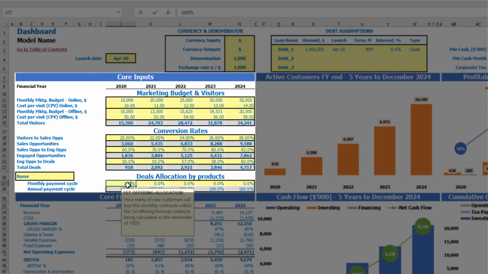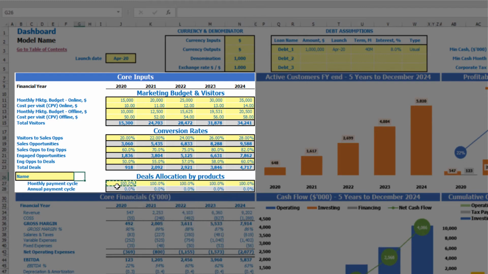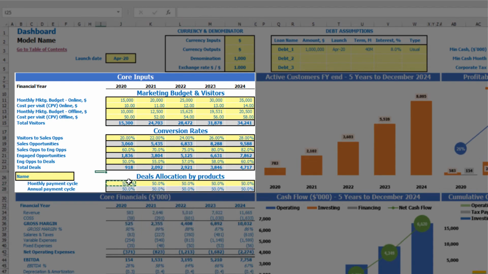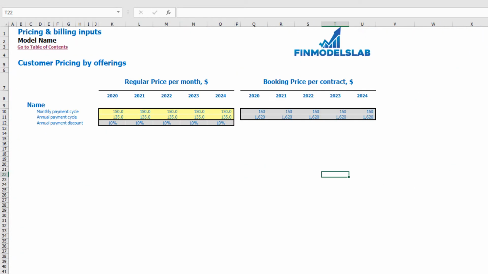You can input 100% and all 100% of your contracts will be on monthly payment cycle. So I will input, for example, 50 to 50. This is also changeable year over year. And as a next step, you can input on the inputs tab your pricing assumptions.